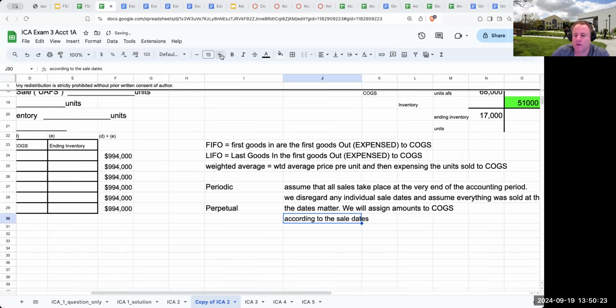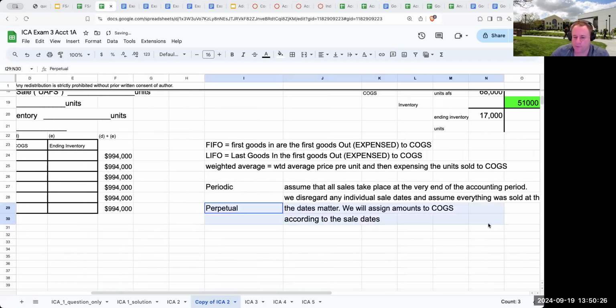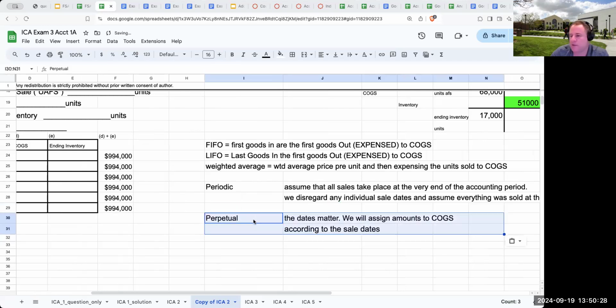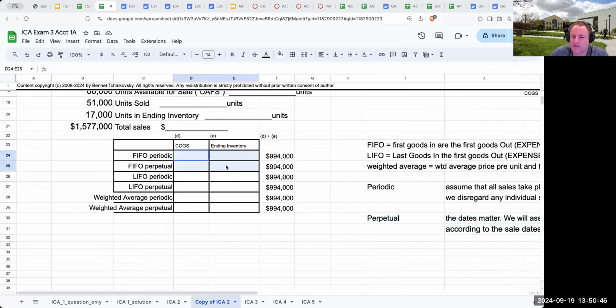Okay, so when it comes to showing you these different items, the way I'm going to split this up is that part one is what we just did. Part two, I'm going to do everything using the periodic method in terms of the amounts. And then lastly, we'll do a video on LIFO perpetual and weighted average perpetual. What we're going to find, though, is that FIFO periodic and FIFO perpetual have the same result. That's just the way it works because it's FIFO.